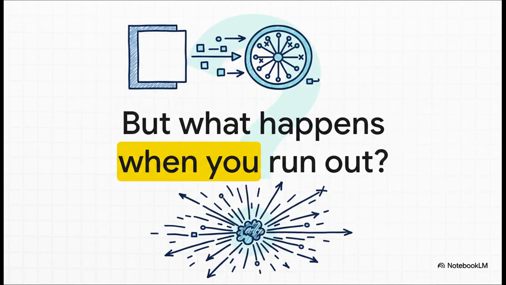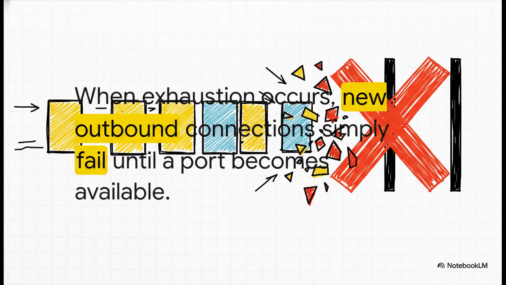So this is the million-dollar question. You've got this fixed pool of 64,000 ports. Your application is busy. It's making thousands of connections. What happens when every single one of those ports is already in use? It's that simple. Any new attempt to make an outbound connection will just fail. There's no waiting, there's no queue, it just drops. And this is so hard to troubleshoot because from your app's point of view, it just looks like the network suddenly went down for no reason.